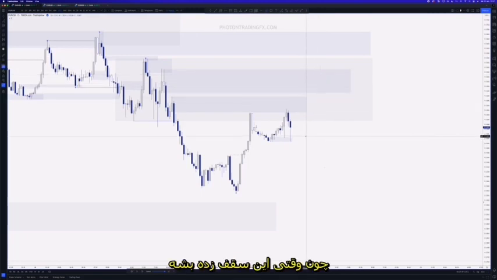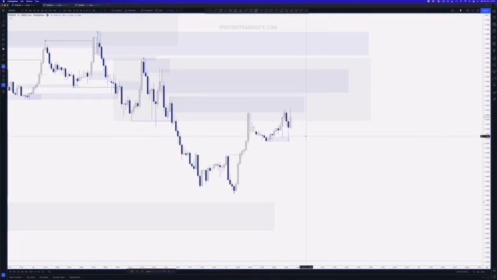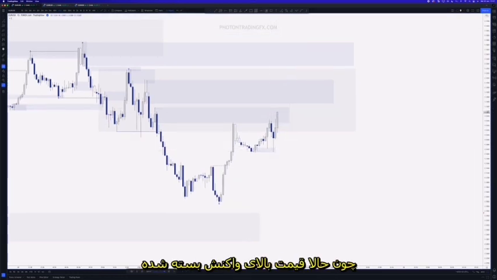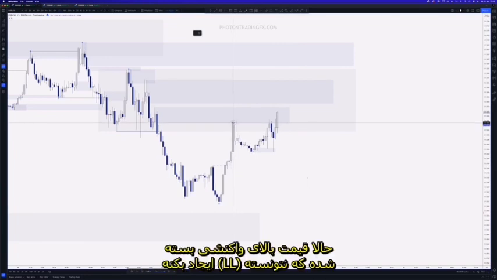Why? Because then when this high does get run, let's see, we get a closure. Now, why is that closure important? Well, it closes above the reaction. This was the initial reaction, right? So now price has closed above it. What does that mean? Well, the reaction fell to put in a lower low.